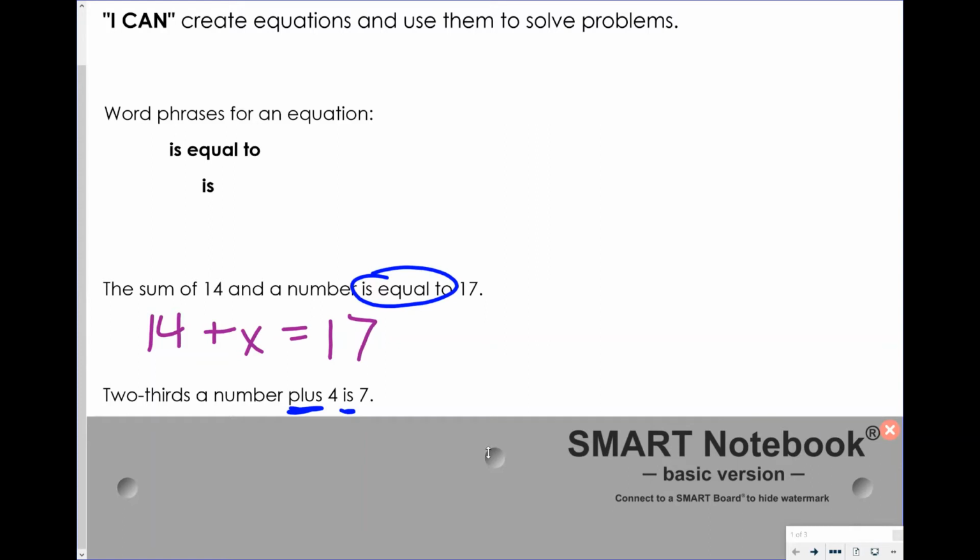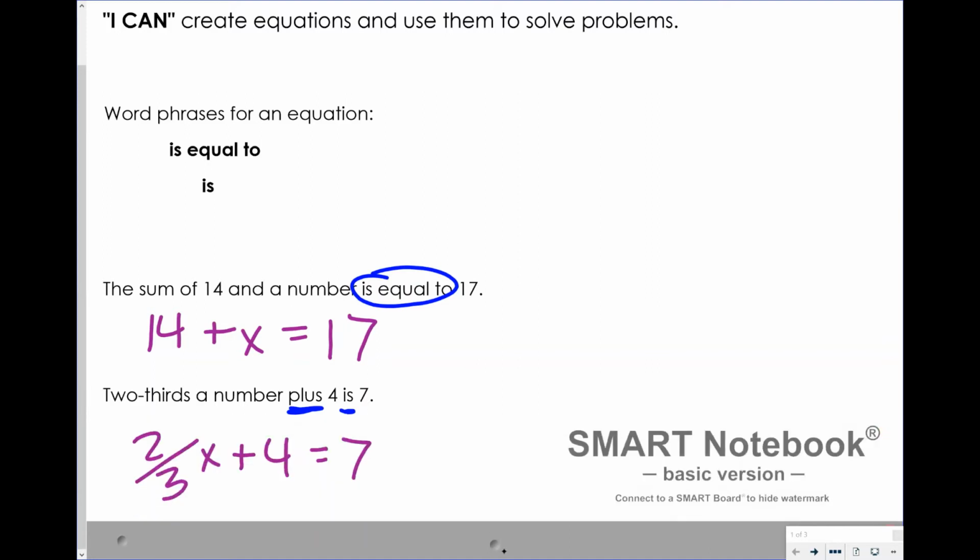Is, what this is, what is, I don't know another way to say it, but that is your equal sign. So bring down equals, so 2/3 x plus 4 equals, you have 7. So bring down your 7. So, ladies and gentlemen, your answer is 2/3 x plus 4 is 7. Voila, there you have it.